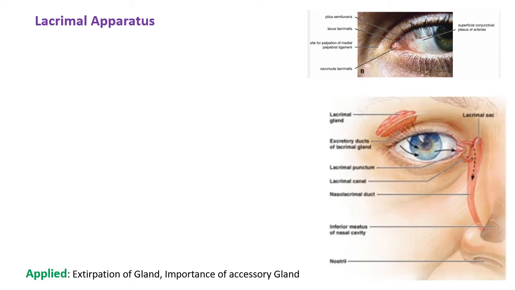The production of tears takes place by the lacrimal gland, which is present in the superior lateral part of the orbit and consists of two parts, an orbital part and a palpebral part. The orbital part is closer towards the orbital bone, whereas the palpebral part is in the eyelids. The orbital part is larger than the palpebral part. So this here will be the palpebral part and this would be the orbital part.